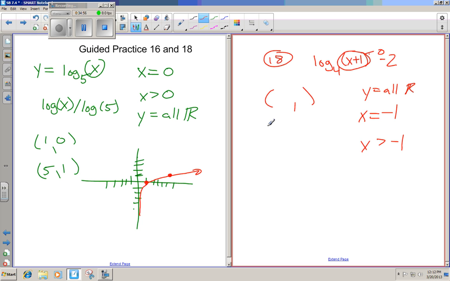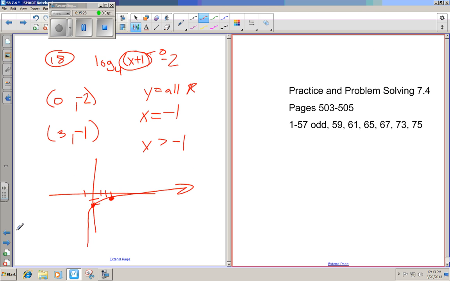So, find 2 points. Those 2 points you could use are (0, -2) and (3, -1). Now plot those points: (0, -2), (3, -1), with an asymptote going through -1, so your graph would peak like that. All right, that should give you all the information you need to know for section 4. When you come into class, we'll work through some more problems before you show mastery of it. Thank you.